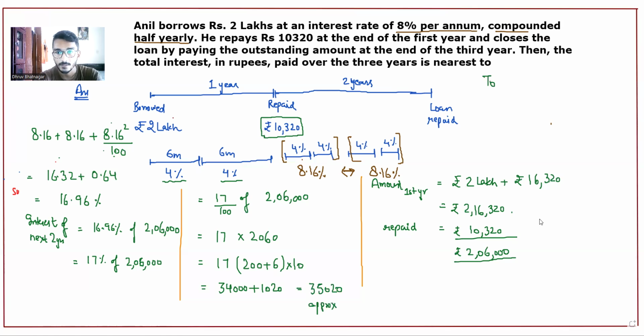So this is roughly the interest over the next 2 years, approximate. So the total interest is how much? 16,320 is for the first year and 35,020 is for the next 2 years. Roughly it is around 51,340. And I can see my option B is near to this one. So I will go with that. In this technique, I have not used any calculator. I can just solve this question. But again, it will take a lot of time to solve this type of question. It is up to you if you are going to select this question. But it can be solved.